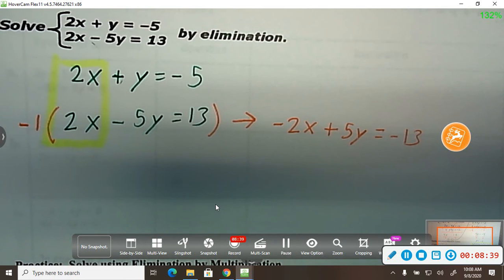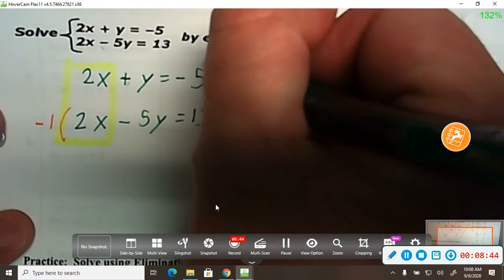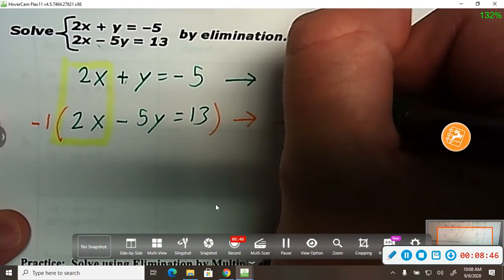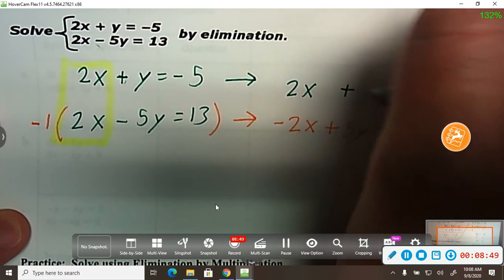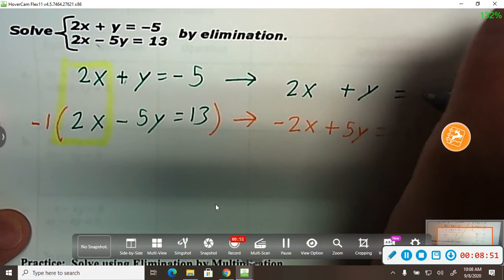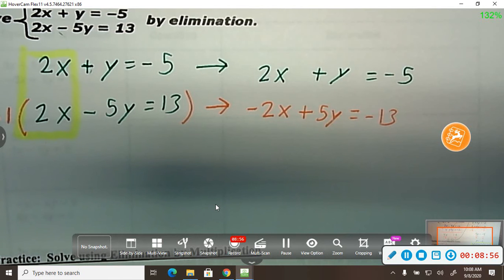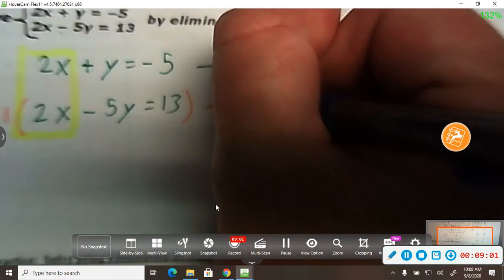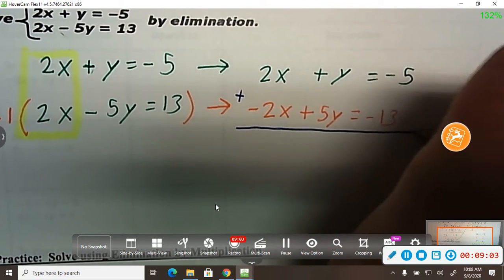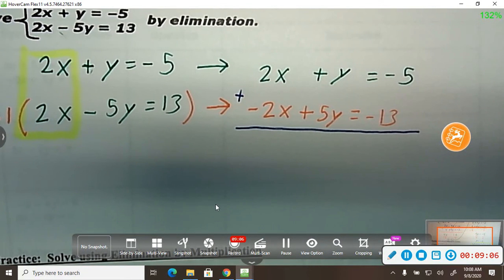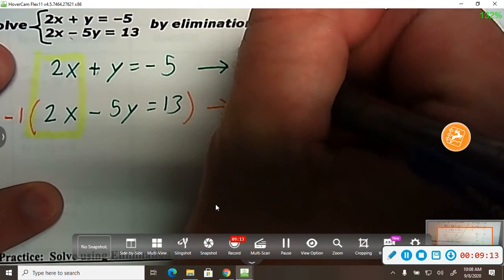So I manipulated the equation and it is the same. Now the first one I can just leave alone. It's good the way it is. But notice now my x's are additive inverses. I can just add these together. And if you add these and nothing goes away, you did it wrong. Something should always eliminate. That's why we call it the elimination method. But these, yes, those do eliminate.